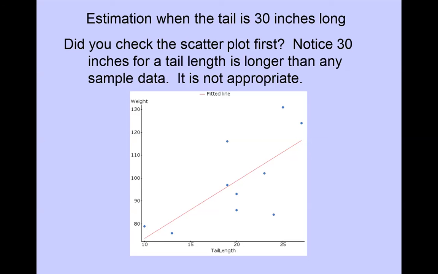Did you check the scatter plot first? Remember, we don't want to make any predictions about wolves and their weights unless the tail length we're dealing with is within the range of values we use to fit our line. Now the shortest tail length was about 10 inches. The longest was only about 27 inches. As a result, 30 inches is actually too long of a tail length for us to use. So it would not be appropriate to provide that estimate.